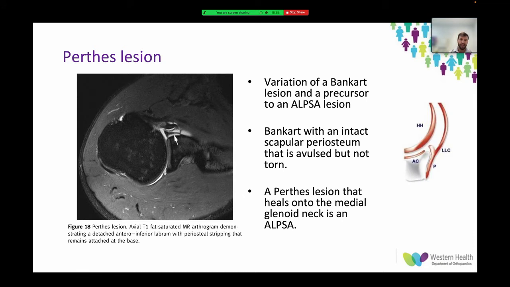Perthes lesions are a variation of a Bankart lesion and is a precursor to an ALPSA, which I'll talk about next. Basically, it's a Bankart with an intact scapular periosteum that's avulsed but not torn. A Perthes lesion that heals onto the medial glenoid neck is an ALPSA.